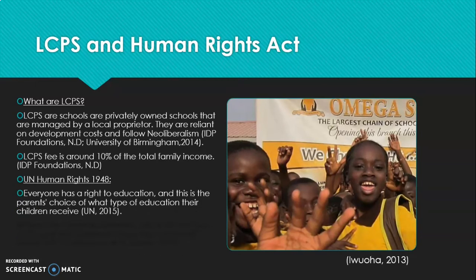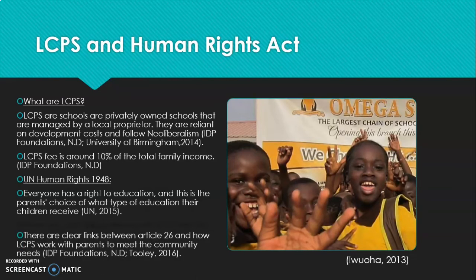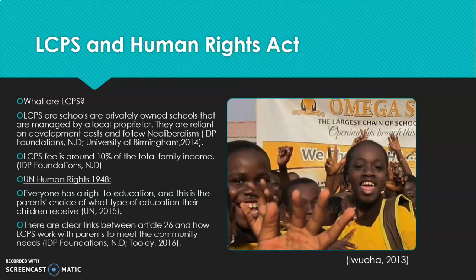Article 26 states that everyone has a right to receive a free education at least at elementary level, as this should be compulsory to everyone regardless of their gender, class, ethnicity, and religion. Finally, parents have the right to choose what education their child should receive, and links are made with low-cost private schools, as Tooley in 2016 states that they are high-quality schools which meet the parents' demands and are working with the local communities in Ghana to meet the children and parents' needs.